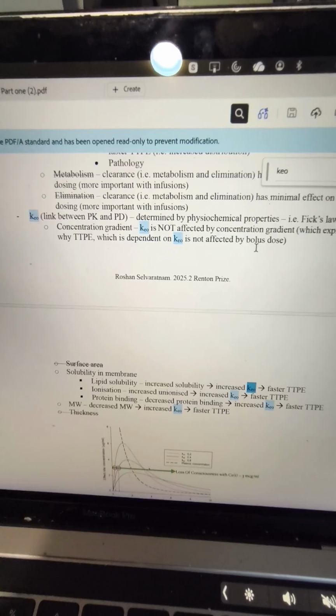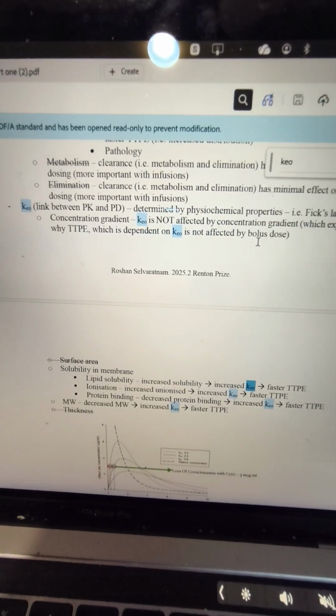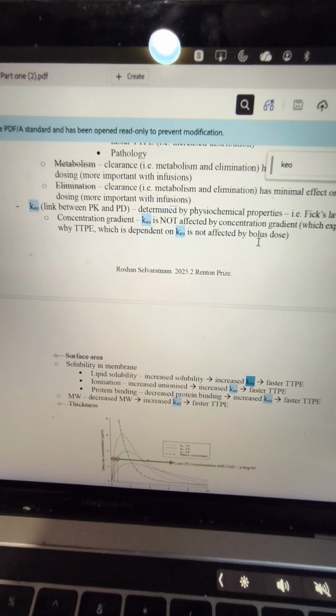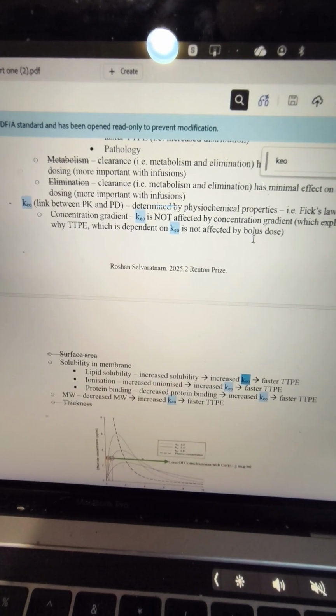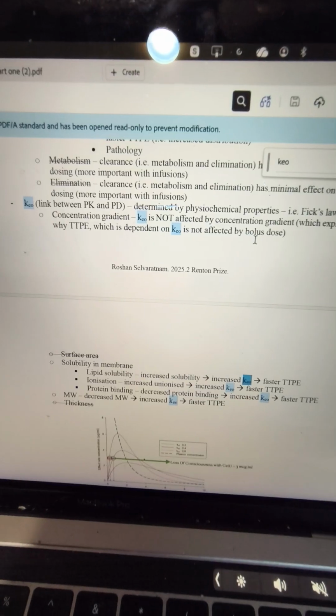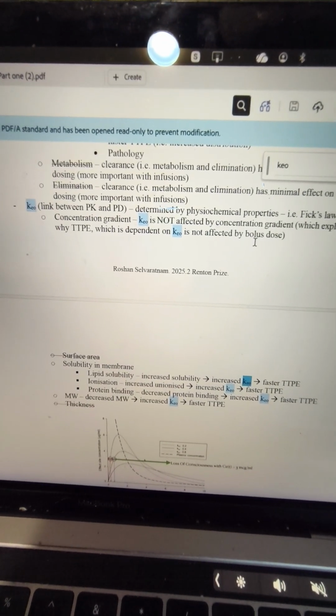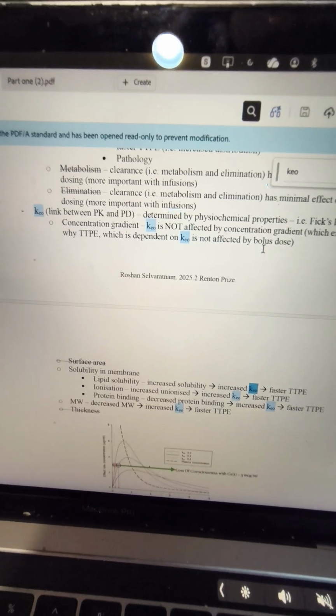The time to awakening is based on the KO, or the time to sleep is based on the bolus dose, but the time to peak effect is not dependent on the bolus, right? Because it's a constant, and it is dependent on the KO. So that's just something to consider.